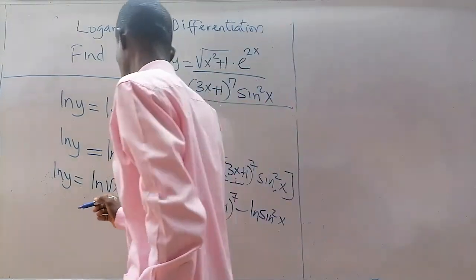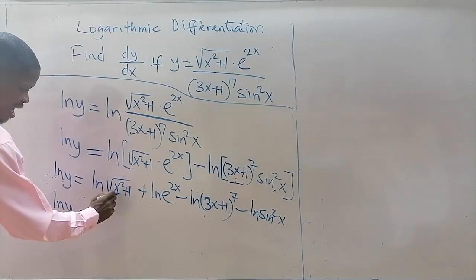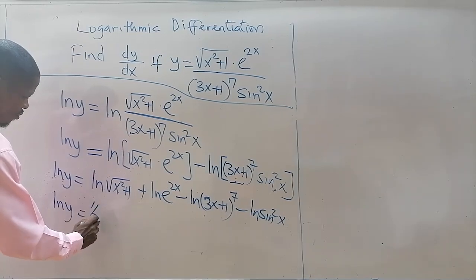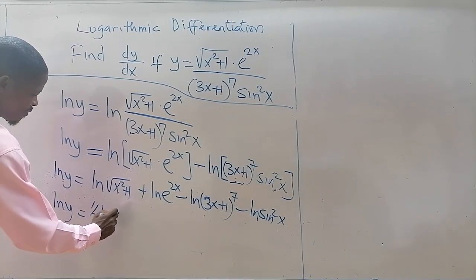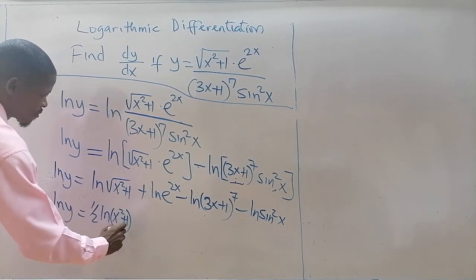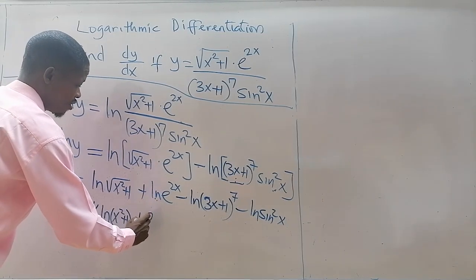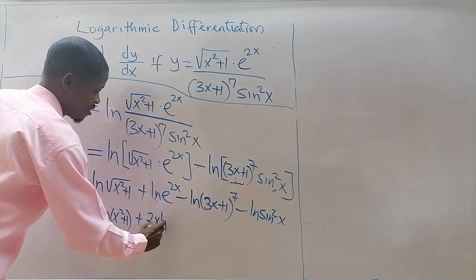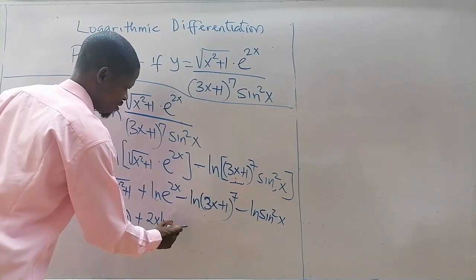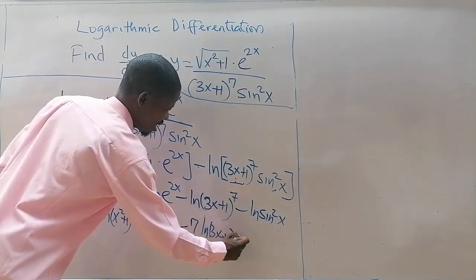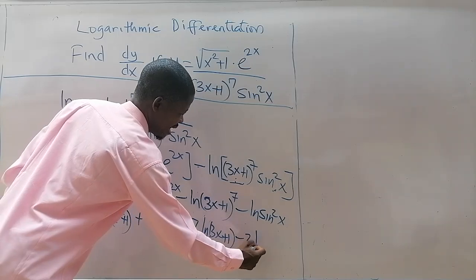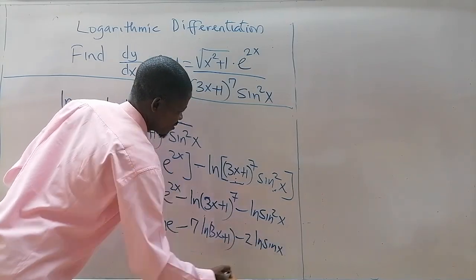Then before we go on, this one is having a half. So we have half the natural logarithm of x squared plus 1. Then this one will be plus, apply the rules of logarithm, so this will be 2x times the natural logarithm of e, then minus, this 7 will come to the front, and minus 2 ln sine x.